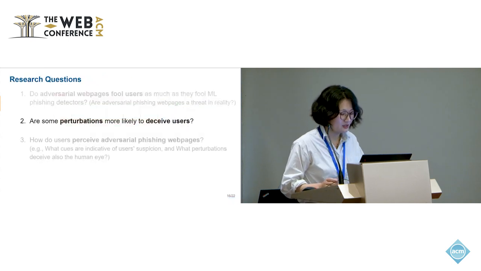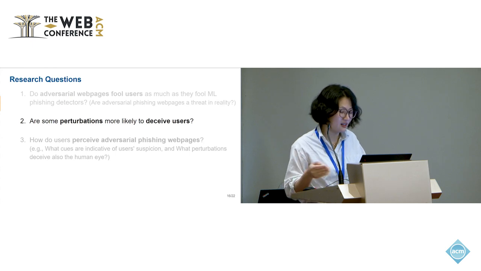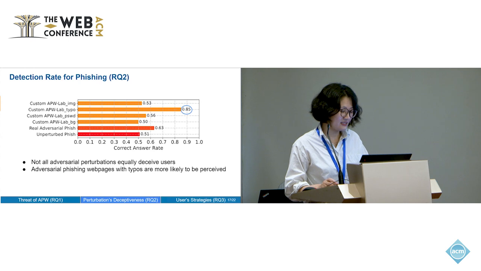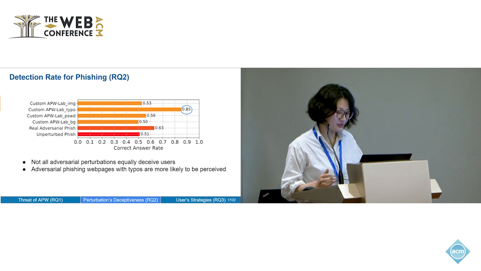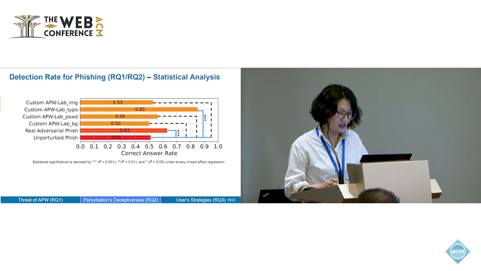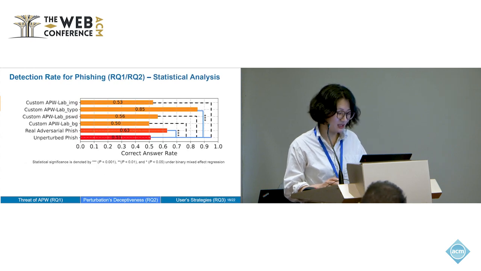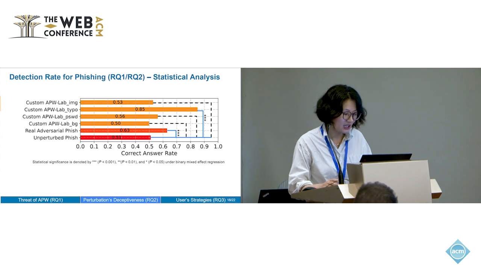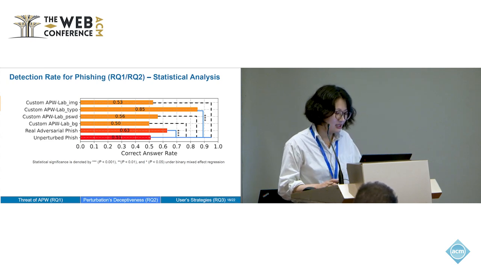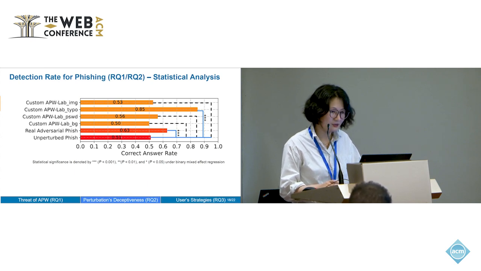And as I mentioned, the adversarial phishing web pages have varying perturbations. So are some perturbations more likely to deceive users? Our results indicate that not all adversarial phishing web pages equally deceive users. Adversarial phishing web pages with typos are less likely to deceive. Via binary mixed effect regression modeling, we found that the real adversarial phishing and the custom adversarial phishing web pages with typos can be significantly perceived by users, but others still deceive users.